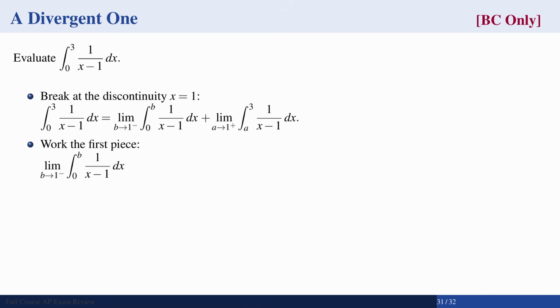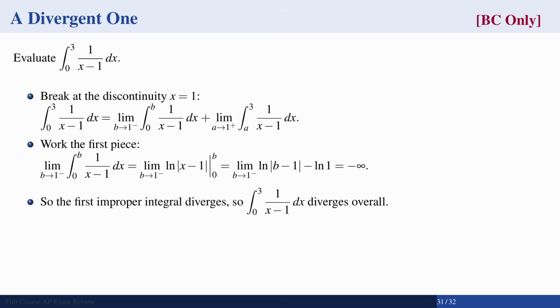So in this case, if I work on the first one, the limit as b approaches 1 from the left, I just integrate. So I have the limit as b approaches 1 from the left of natural log absolute value of x minus 1 from 0 to b. Plug in b, limit as b approaches 1 from the left, natural log of absolute value of b minus 1 minus the natural log of 1. Natural log of 1 is 0, we all know. And then if b approaches 1, I get, I'm putting air quotes around this, the natural log of 0. But as you approach 0, natural log approaches negative infinity, right? It's always a good idea to graph natural log just to see that. So we get negative infinity.